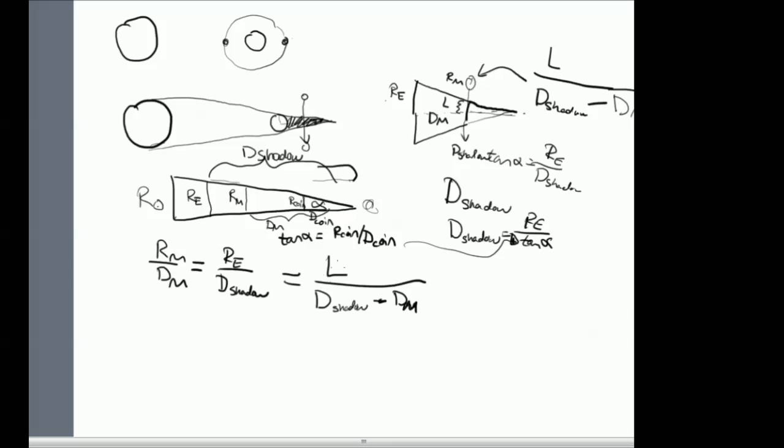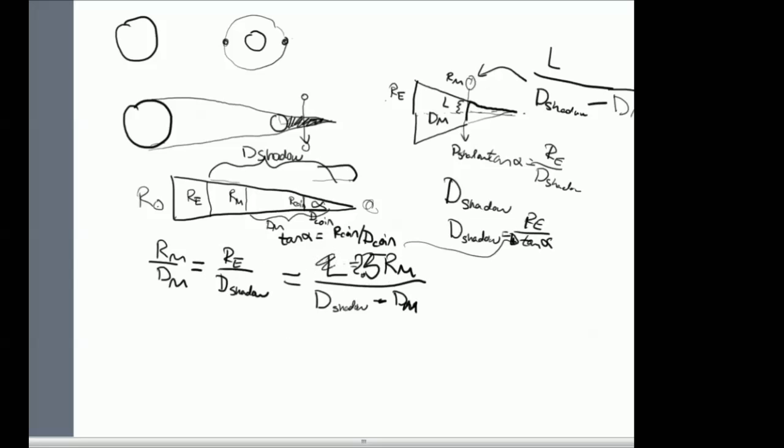Great. So now we can basically just take this equation and solve. Oh, sorry, I should add one more piece of information. We know that L is equal to 2.5 times the diameter of the moon, so it's actually 5 times the radius of the moon. Sorry, this is actually 2.5. Yeah, my bad. Okay, great.